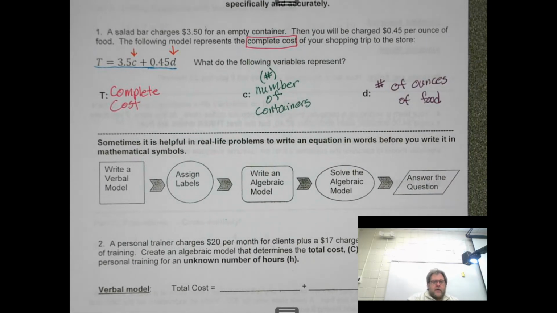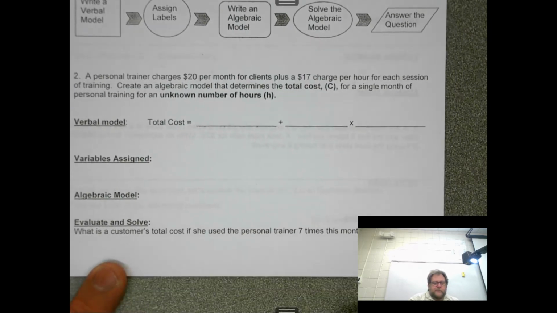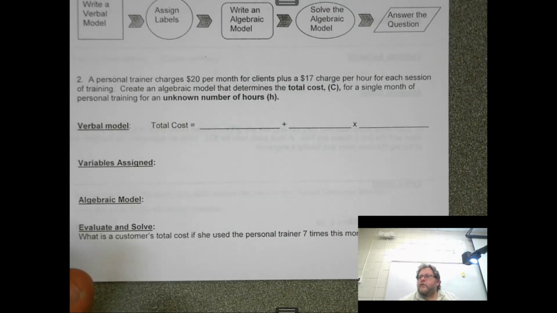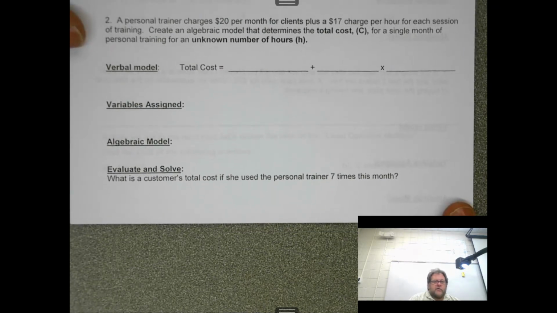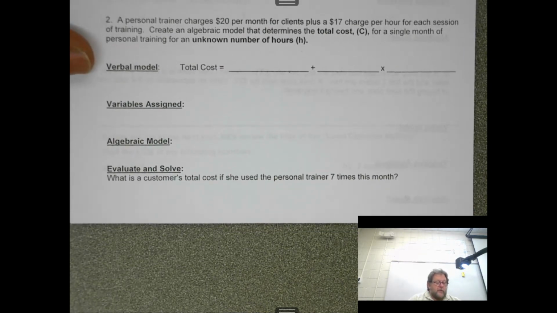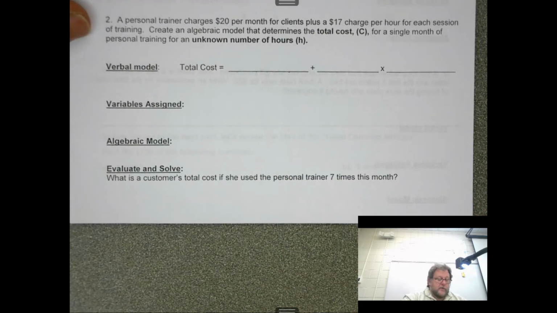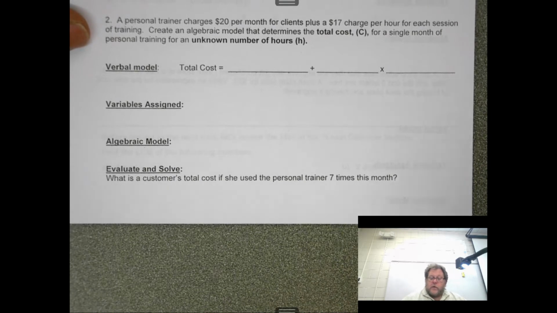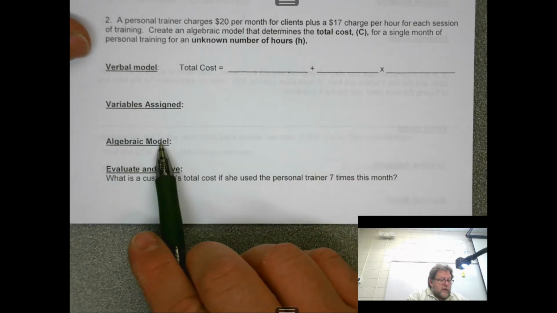So it says a personal, okay, I'm going to scoot this up a little bit. I had to move my camera. A personal trainer charges $20 per month for clients, plus a $17 charge per hour for each session of training. Okay. Create an algebraic model. So this time we're going to have to create that equation. Create an algebraic model that determines this total cost C.